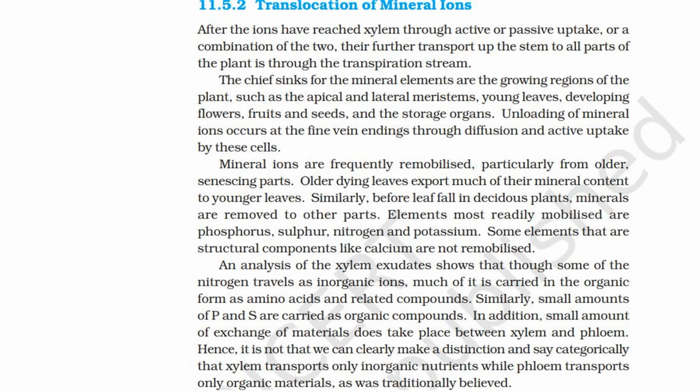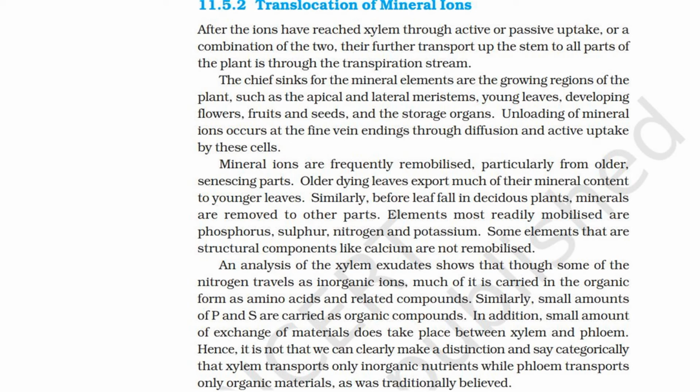Mineral ions are frequently remobilized, particularly from older, senescing parts. Older dying leaves export much of their mineral content to younger leaves. Similarly, before leaf fall in deciduous plants, minerals are removed to other parts. Elements most readily mobilized are phosphorus, sulfur, nitrogen and potassium. Some elements that are structural components, like calcium, are not remobilized.